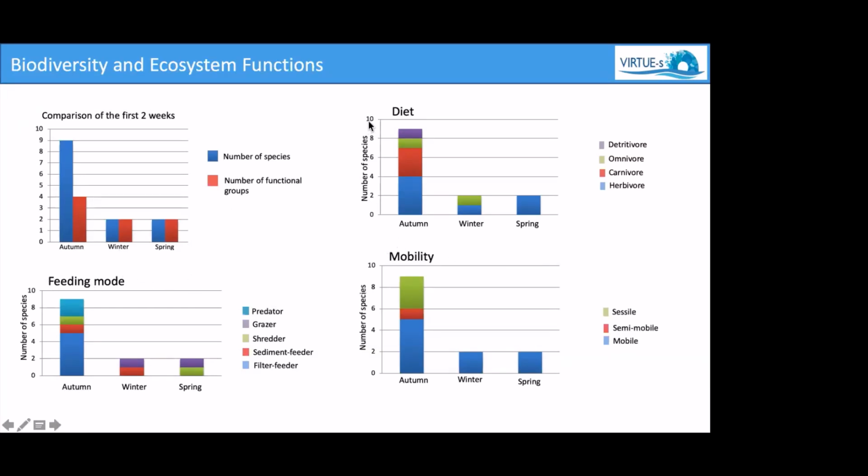Feeding mode, diet and mobility. So these 3 are the simplest ones which we can use in the school, because we have a lot of information where we can find this about the organisms, what they eat, how they eat, and how they move. So this may probably be worth a try doing in the classroom.